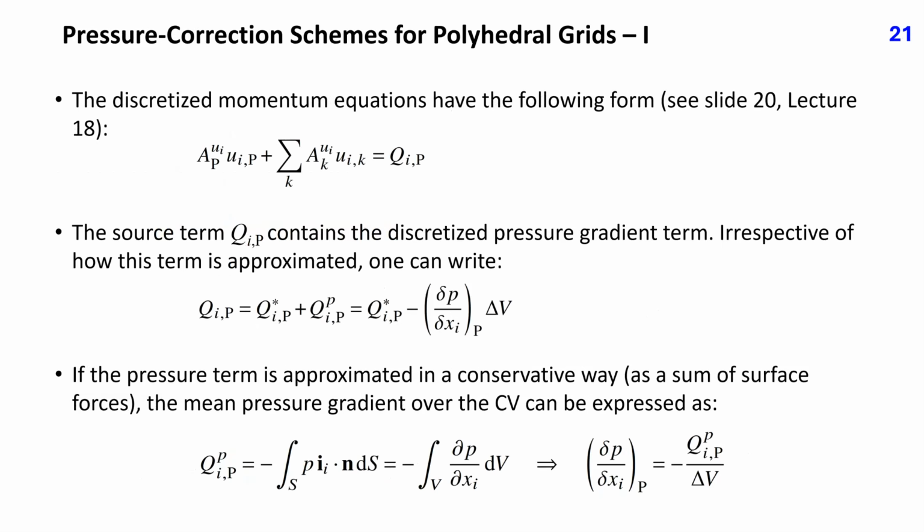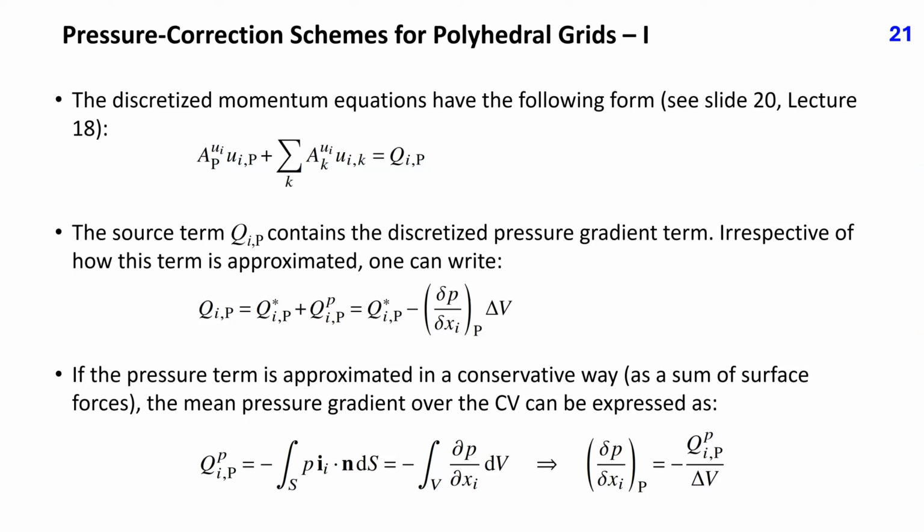The next important step when developing a method for solving the Navier-Stokes equations for an incompressible flow is the derivation of a pressure correction equation. In lecture 17, the implicit fractional step method was described, and in lecture 18, the SIMPLE algorithm and related variants were presented. Here we concentrate on features of the SIMPLE algorithm specific to arbitrary polyhedral control volumes, as opposed to Cartesian grids treated in lectures 17 and 18.